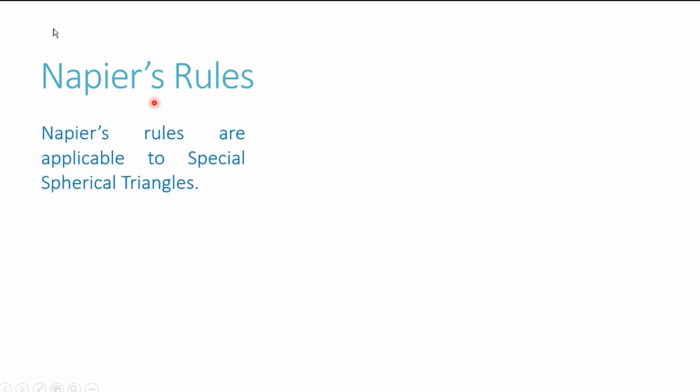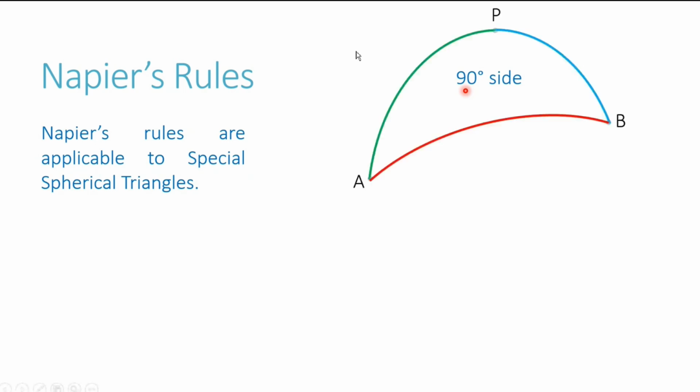Now, these Napier's rules are applicable to a special spherical triangle. What is the speciality in the spherical triangle? The speciality could be either a 90-degree side or a 90-degree angle. As you see in the diagram, we have a triangle PAB, and in this triangle, the red side, the side AB, is a 90-degree side.